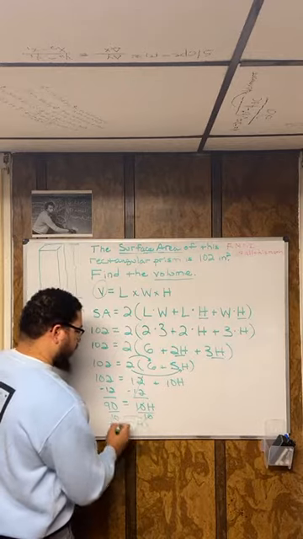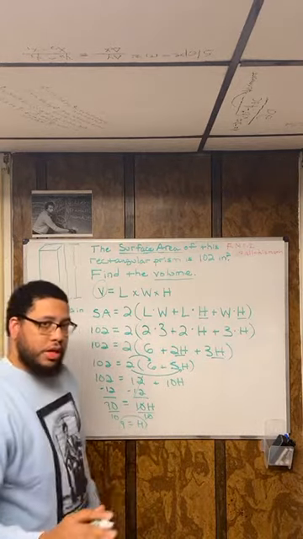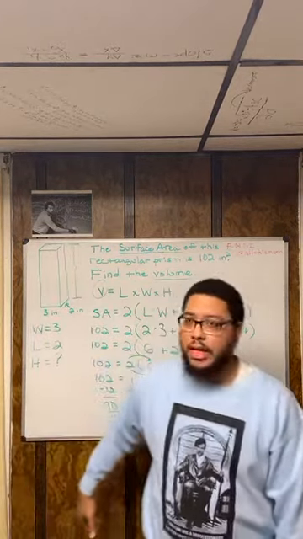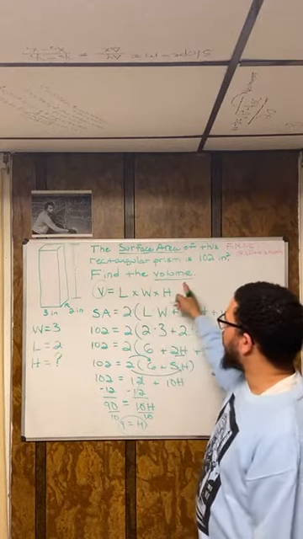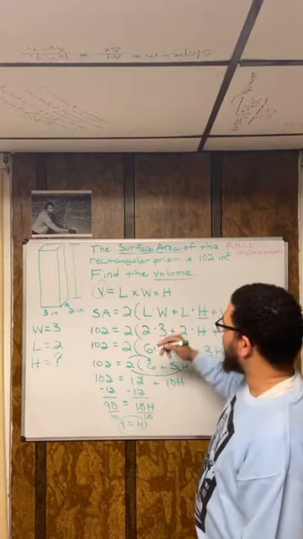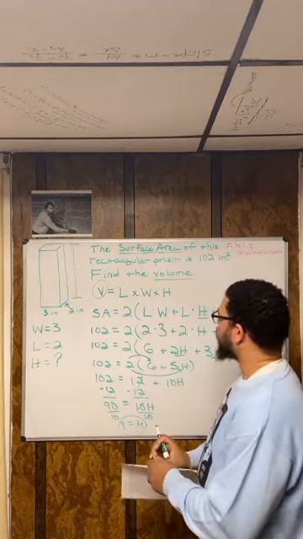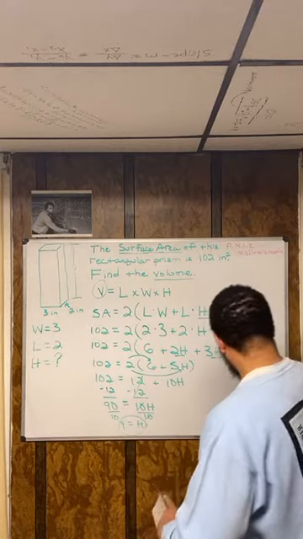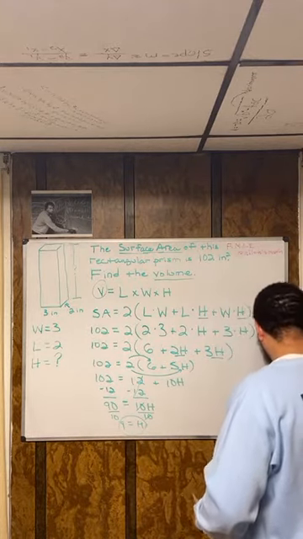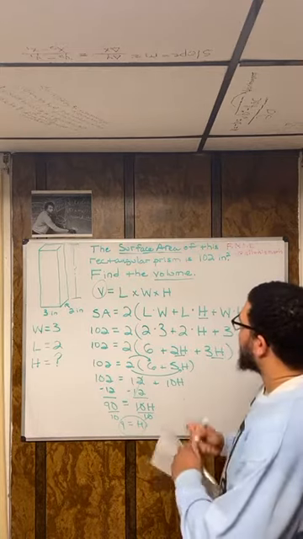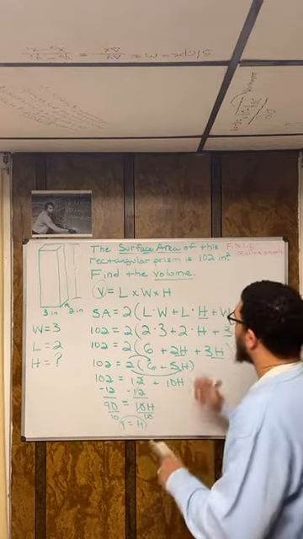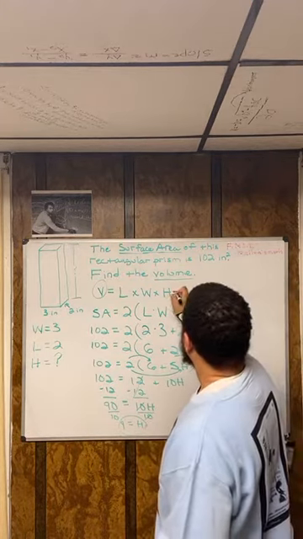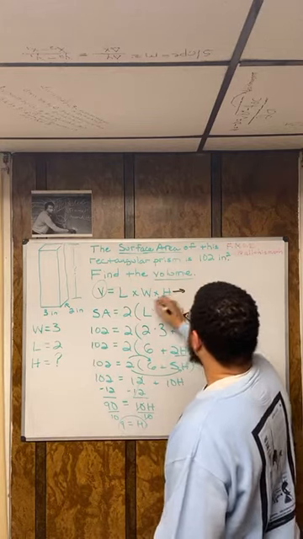So now I know h, but that's not my final answer. Don't get it confused. H is not the final answer. We're trying to find the volume. We need h to find the volume. So this is what's going to happen. I'm going to switch up the color. All right? So I'm going to do L times W times H.